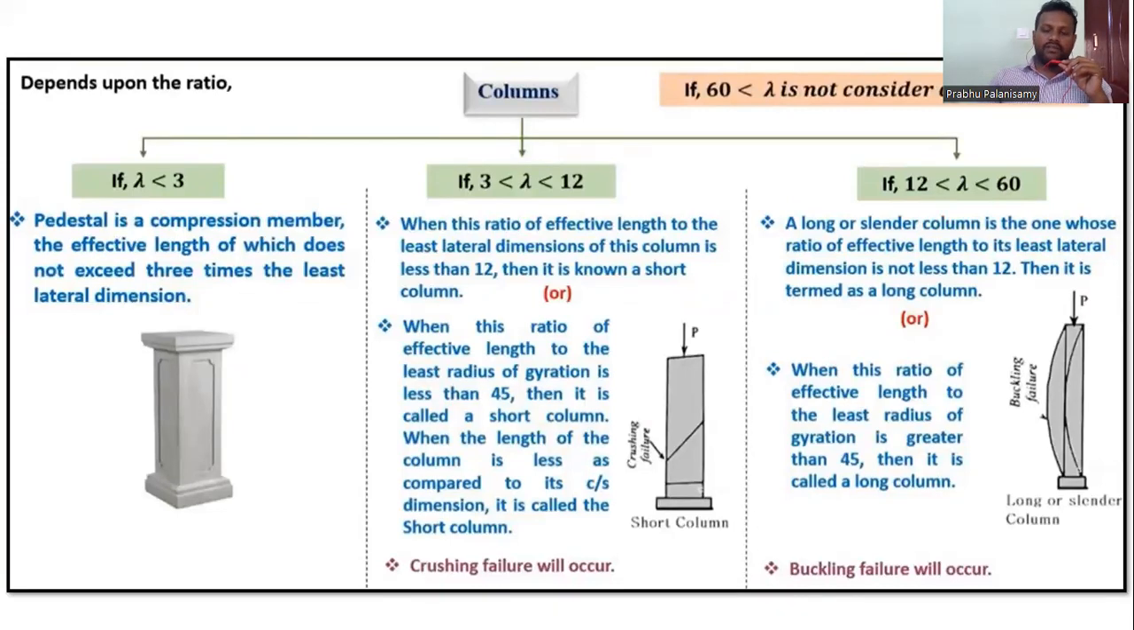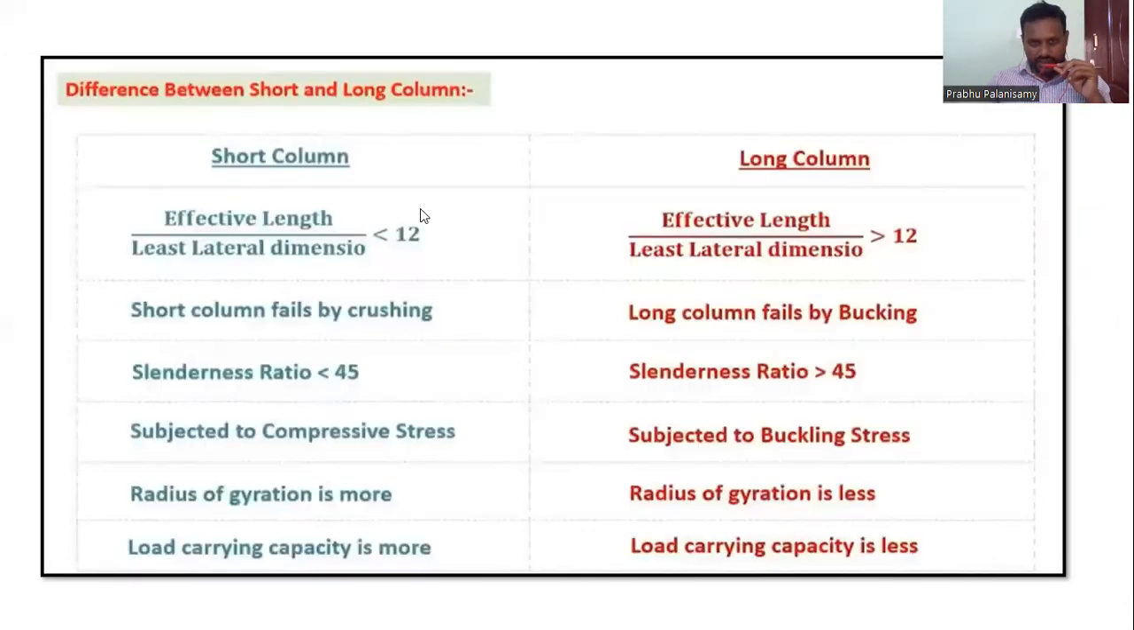You may see here we have three types of column. This is not a column actually, it is a pedestal under compression. Let us see a very simple manner of differentiating a long column and a short column. We have two columns, a long column and a short column. When the effective length by the lateral dimension is less than 12, it is a short column; above 12, it is a long column.